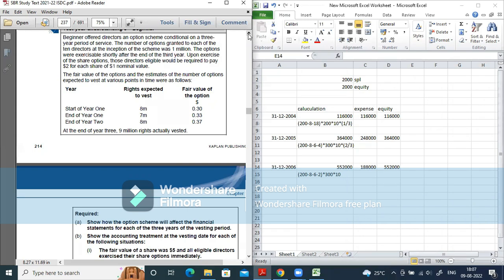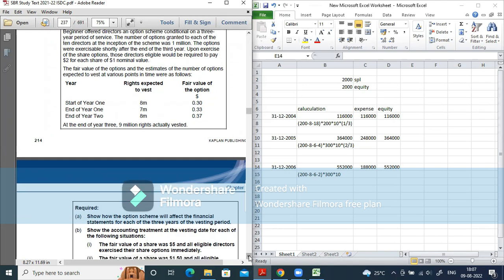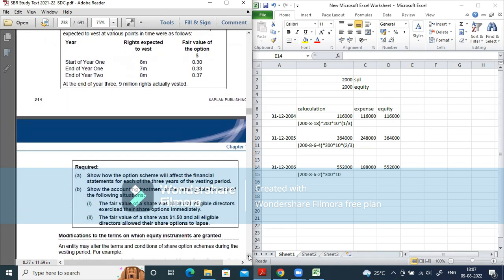Show how the option scheme will affect the financial statements for each of the 3 years of vesting period, and show the accounting treatment at the vesting date for each of the following situations. First, the fair value of a share was $5 and all the eligible directors exercised their share options immediately. Second, the fair value of a share was $1.5 and all the eligible directors allowed their share options to lapse. So first we'll go with requirement A.